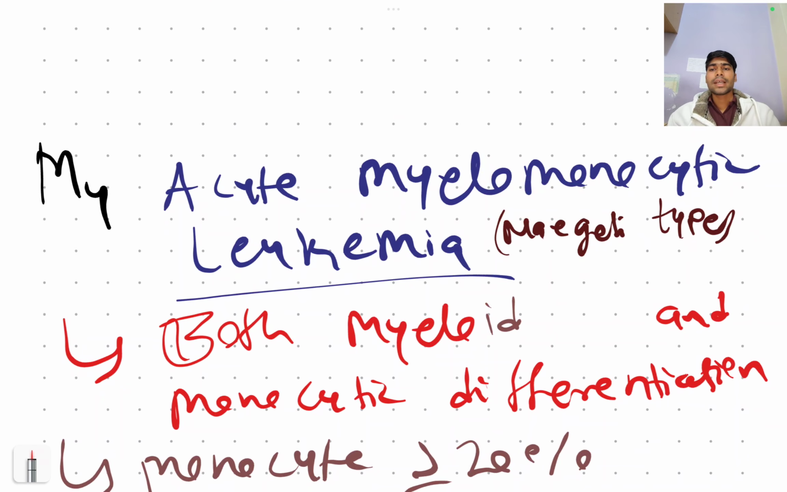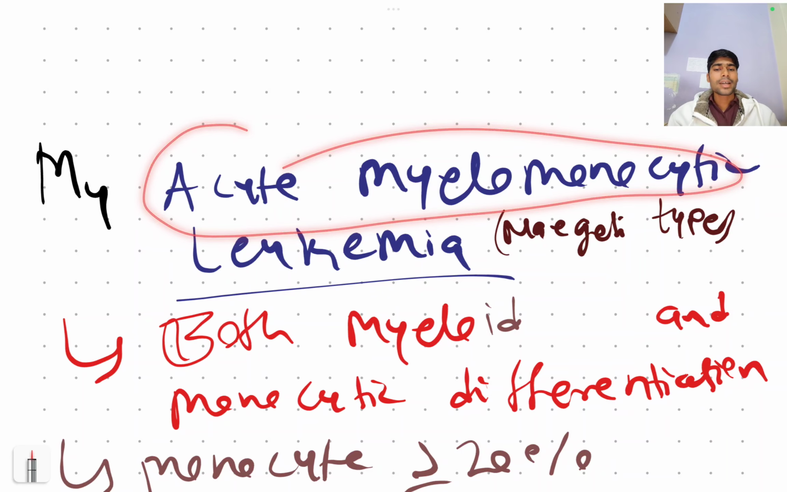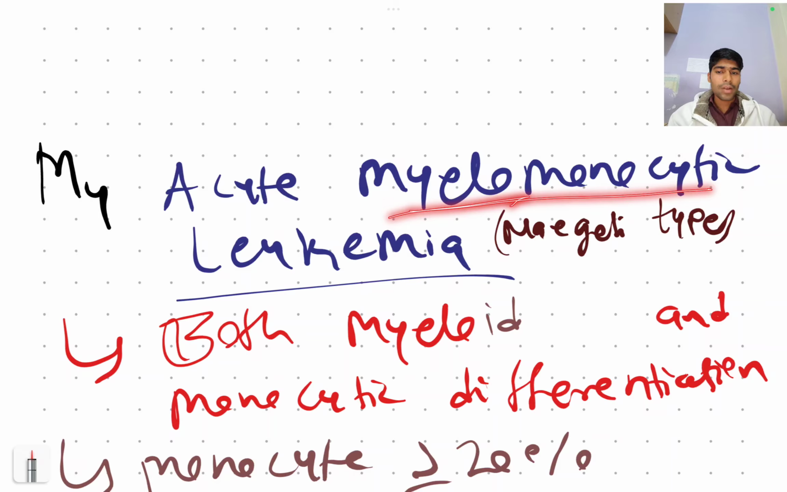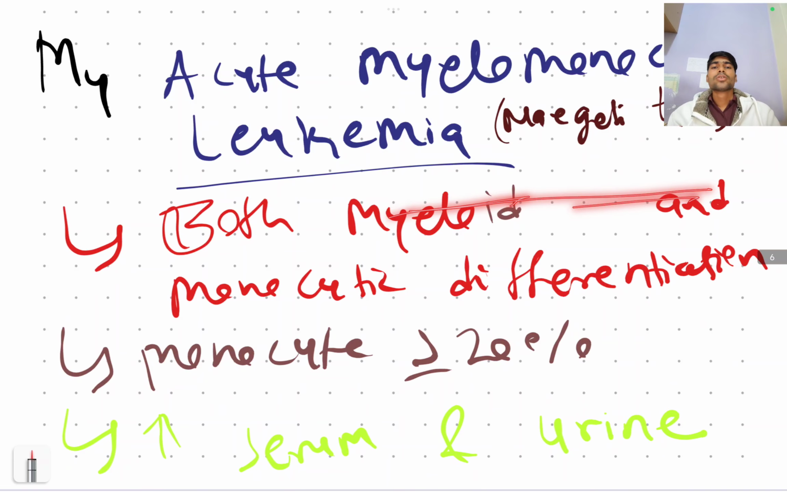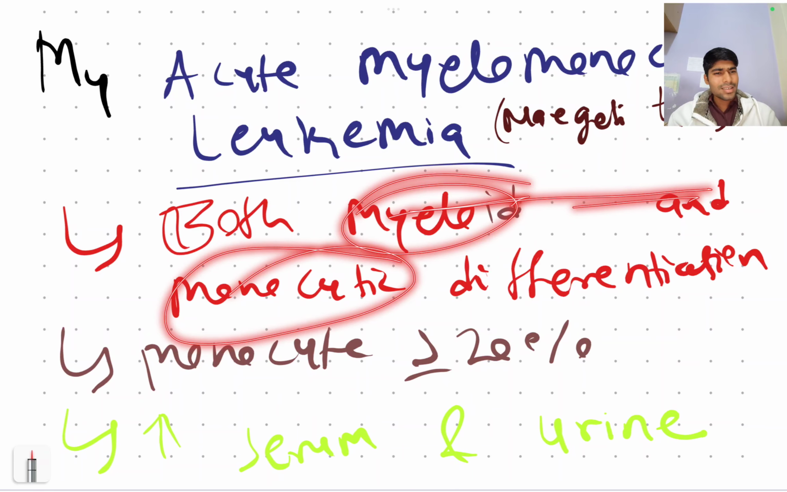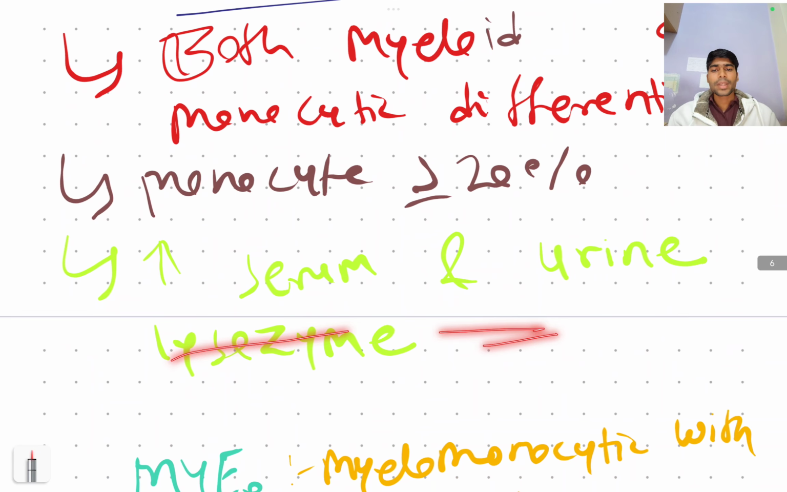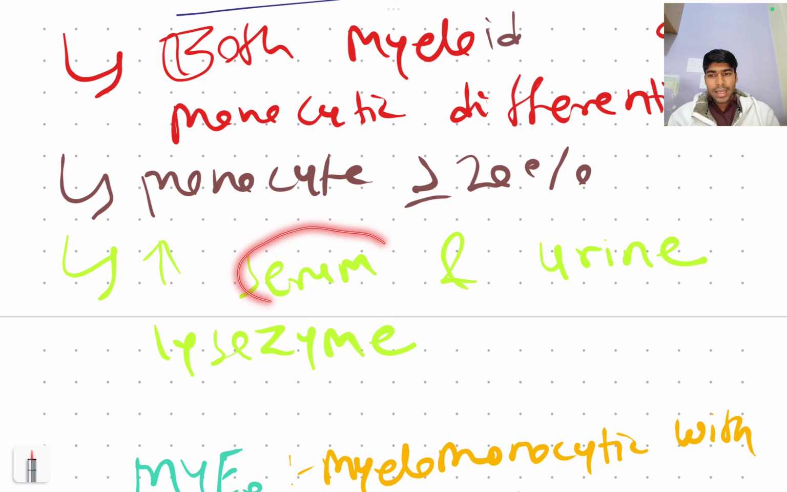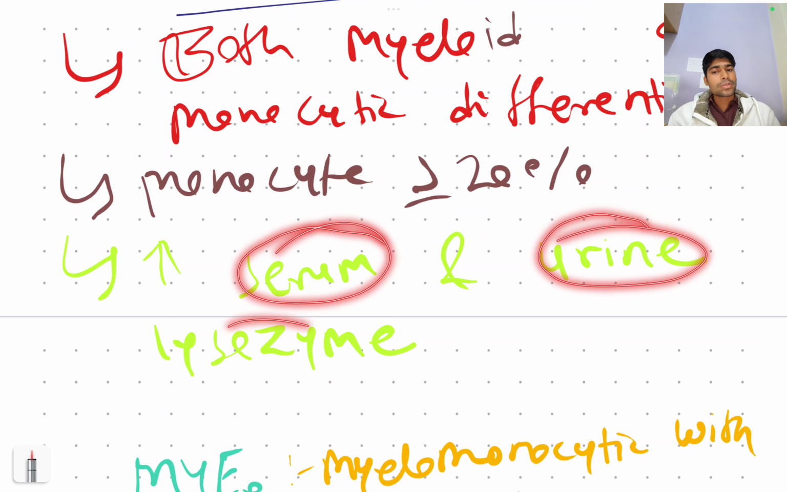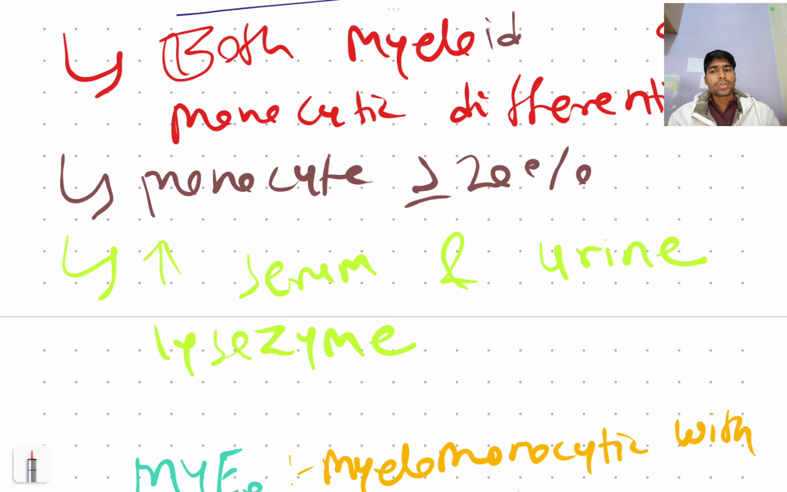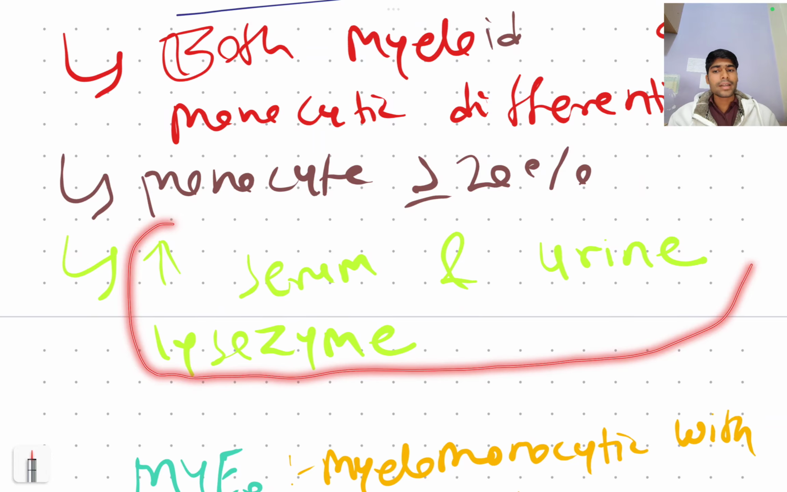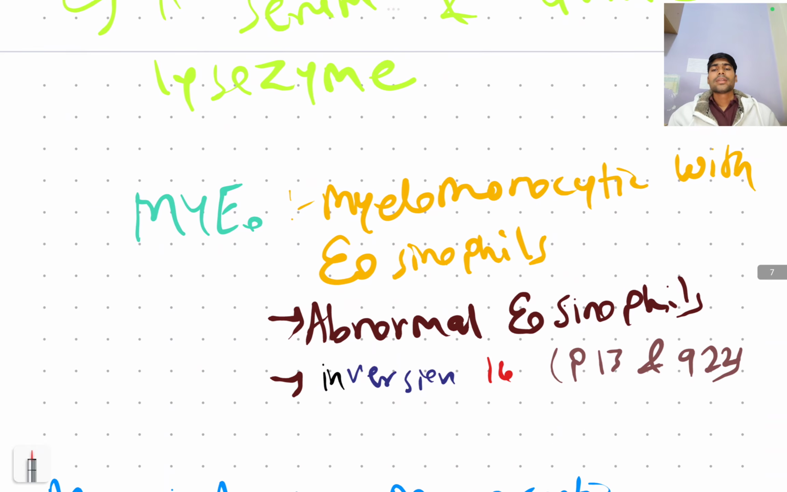Then there is acute myelomonocytic leukemia, M4. Again the same thing: myelomonocytic means myeloid plus monocyte. So both myeloid cells and monocytes are seen. Monocytes are greater than 20%. And serum and urine lysozyme are increased. So there is an increase of serum and urine lysozyme.